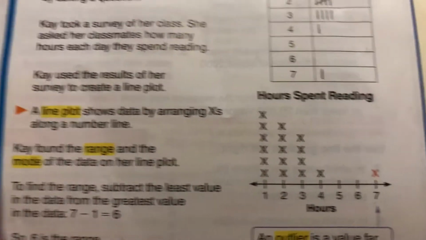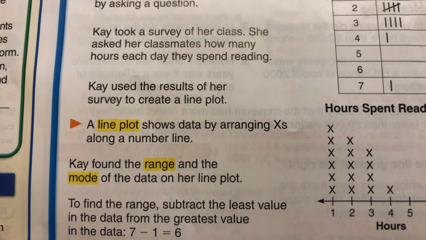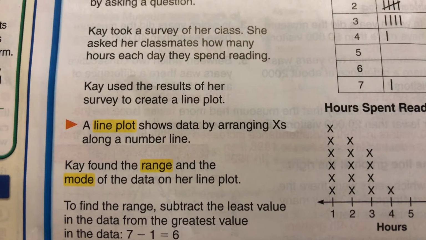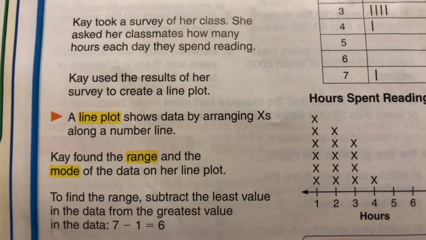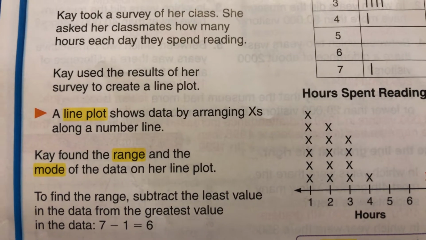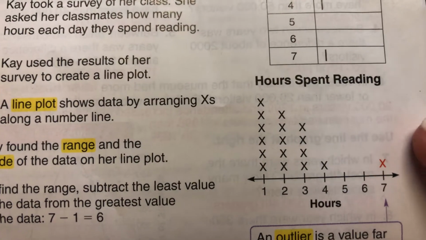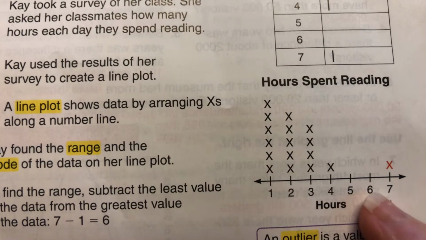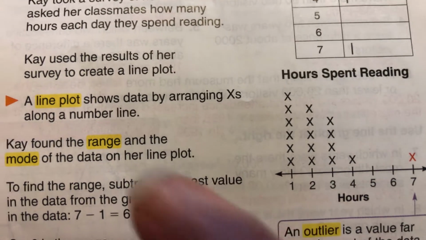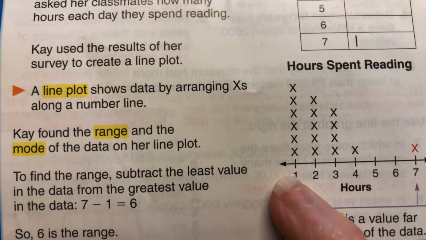You're done. So once you have your line plot showing your data by arranging the X's along a number line, now you can find the range and the mode. Now the range is you take the highest value minus the lowest value. So 7 minus 1 is 6. So our range would be 6. Highest value minus lowest value.